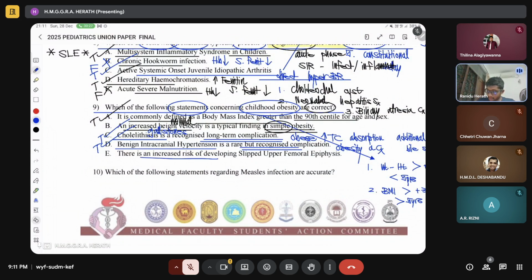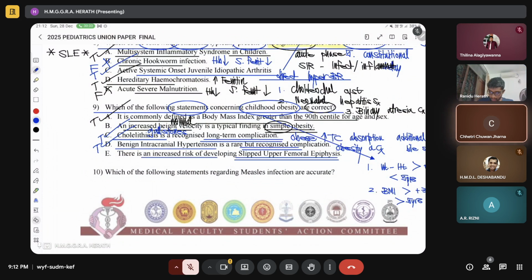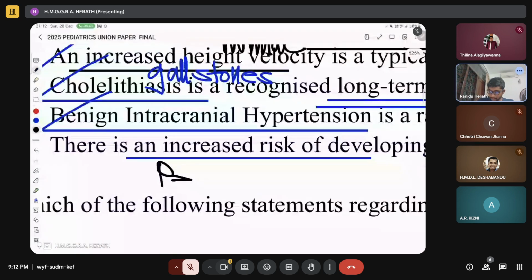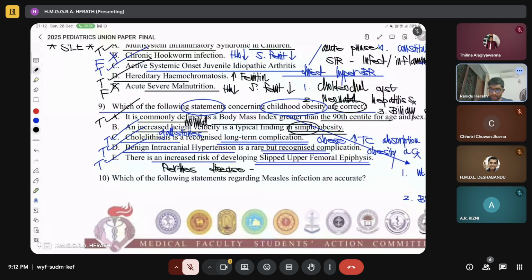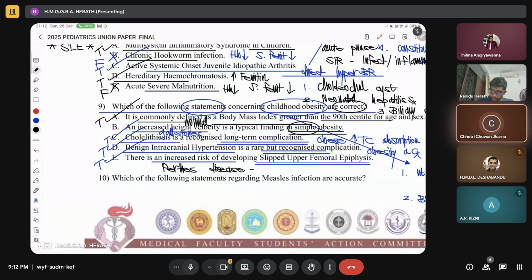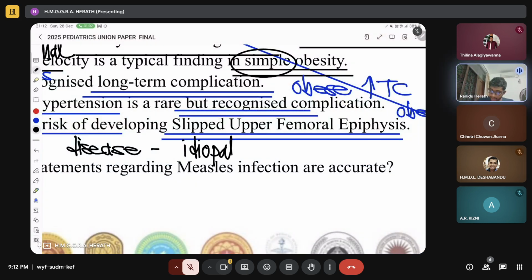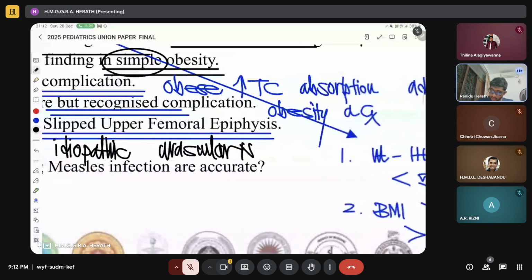There is an increased risk of developing slipped upper femoral epiphysis. True or false? True. What is this also known as? Is there a name for this condition? What is Perthes disease? No idea. Perthes disease is idiopathic avascular necrosis of the femoral head, right? This is also common in children who are obese.